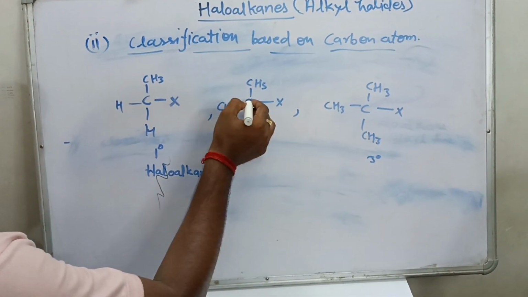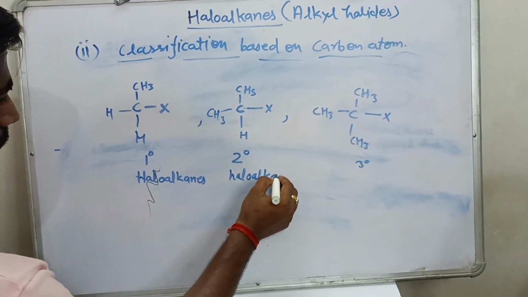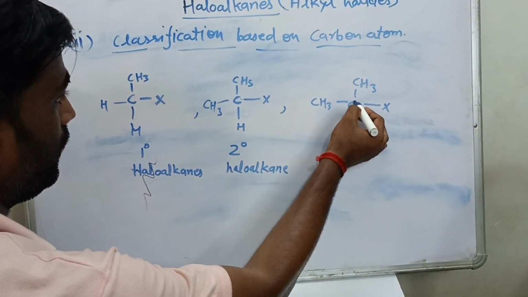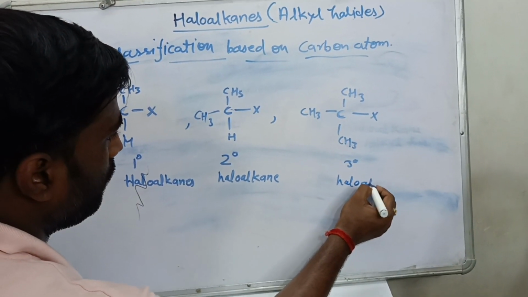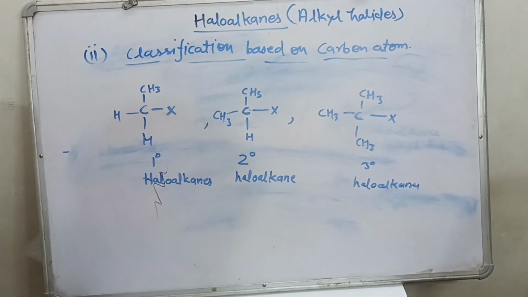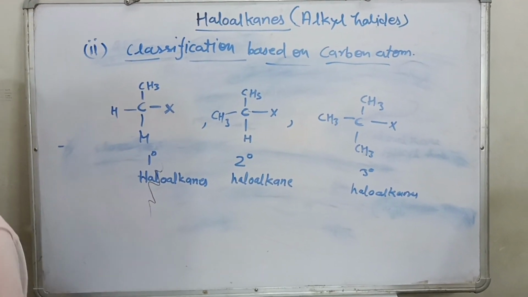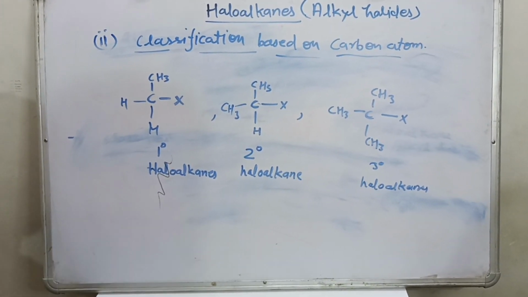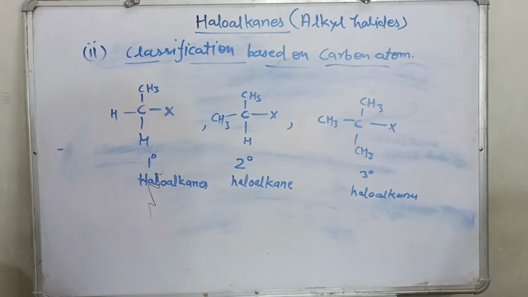So when a halogen atom is attached with a primary carbon atom, this is known as primary haloalkane. And when a halogen atom is attached with a secondary carbon atom, that is a secondary haloalkane. And when a halogen atom is attached with a tertiary carbon atom, that is a carbon atom attached to three carbons, this is known as tertiary haloalkane. So these are the two main classifications of haloalkanes or alkyl halides. The first is based on the number of substituted halogen atoms, and the second is based on the carbon atom, that is primary, secondary, and tertiary haloalkane.